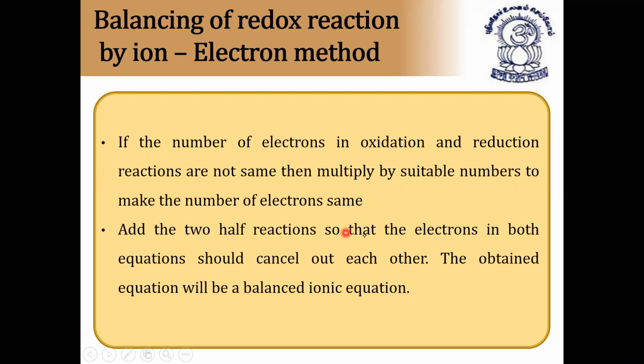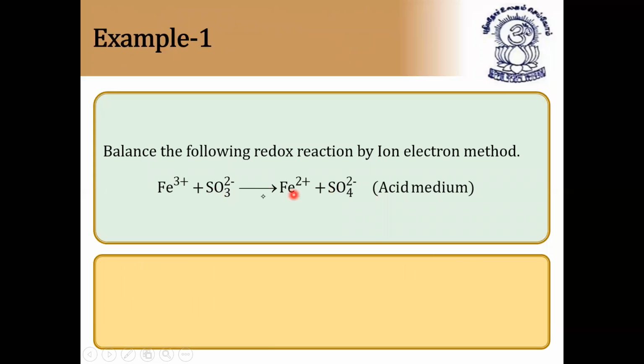Add the two half reactions so that the electrons in both equations cancel out each other. The obtained equation will be a balanced ionic equation. Same as the previous method, that is the oxidation number method, but here we'll consider only ions. So we'll do one problem easily so you can understand. Now let us see, as I told you, here only ions are given, only ions, acidic medium.